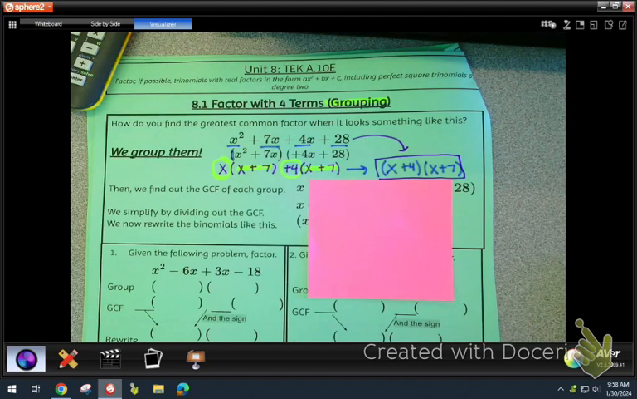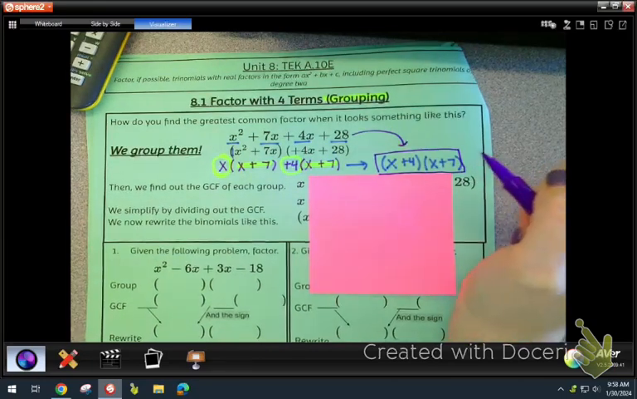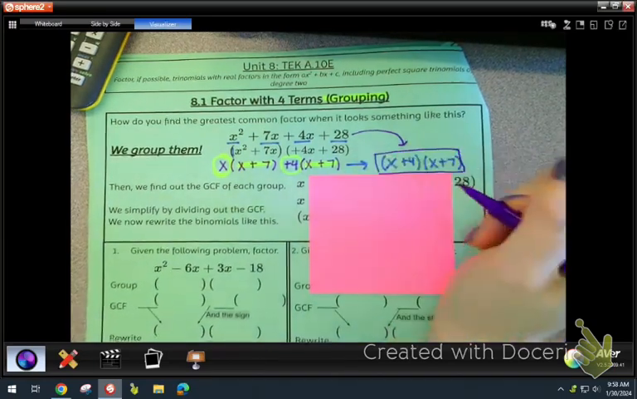Correct. Vocab word. What is this called? 2 terms times 2 terms. A binomial times a binomial. Okay? Do you want to know what you did on your last test?